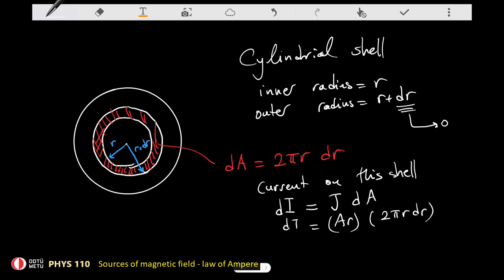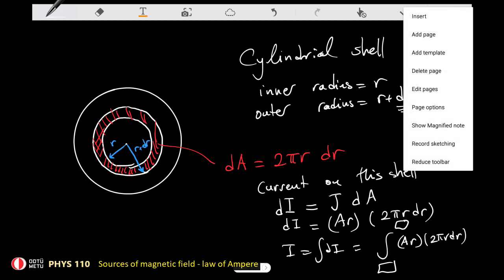Right, that's the current. And to find the total current, I have to sum over all of this. So symbolically it is shown like that. But in any case, what I need to do is to integrate this expression. And then, of course, we have to decide on the integration limits. So let me do it in a new page.